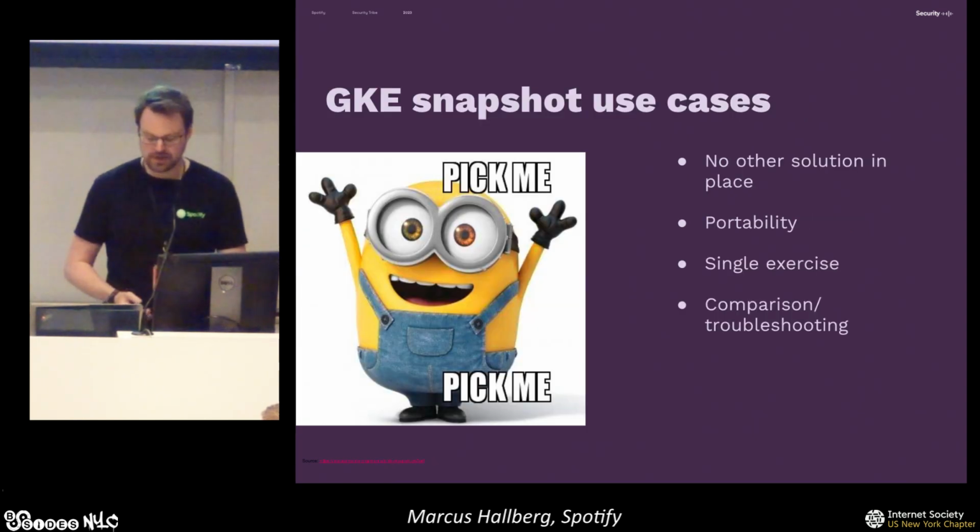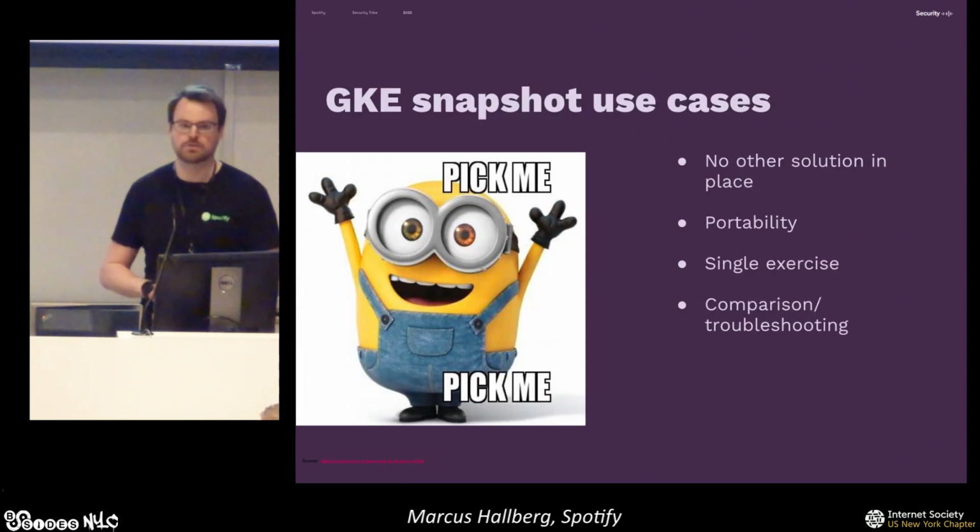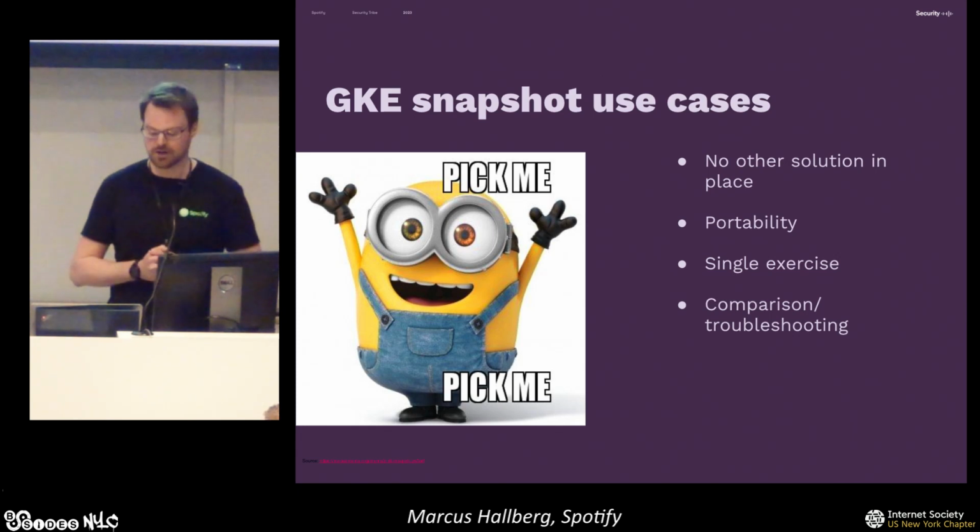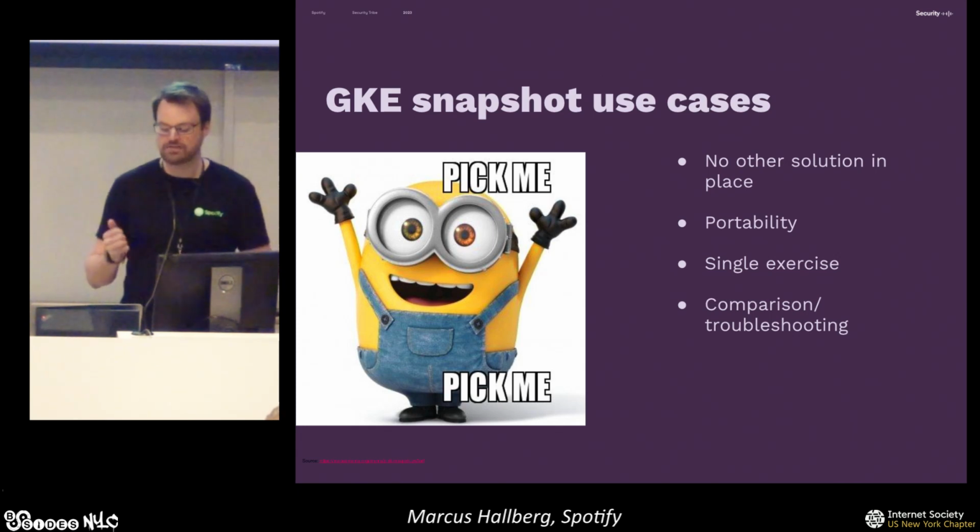So in summary, what are the use cases for taking a memory snapshot on a GKE node? I would say there are a couple. First of all, if you have no other solution in place to analyze volatile memory, the method I'm going to show you can provide that type of insight. Again, if you have other commercial tools to monitor containerized workloads, perfect. Keep using them, and use this as a complement, if you will, for that additional insight.